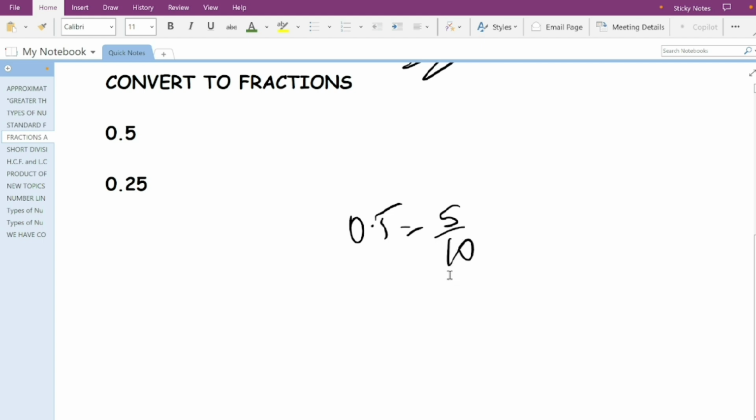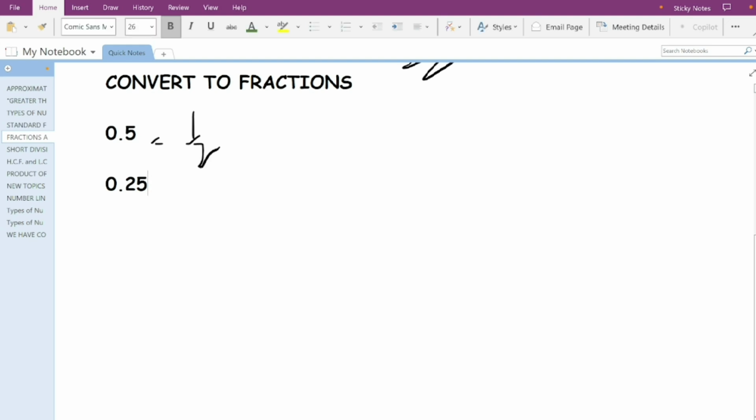We can cut it to the lowest term. 5 can go in 5, 1. 5 divided into 10 is 2. So 0.5 as a fraction to the lowest term is 1 over 2. We can also say it's 5 over 10. We call this in math equivalent fractions. So for these, 0.5 is 1 over 2.